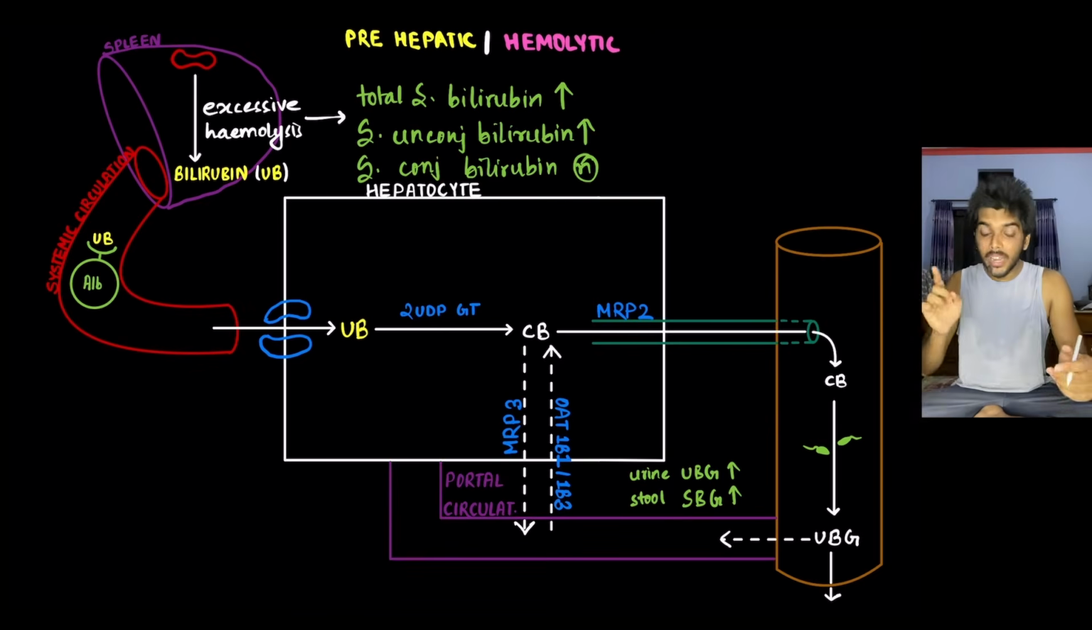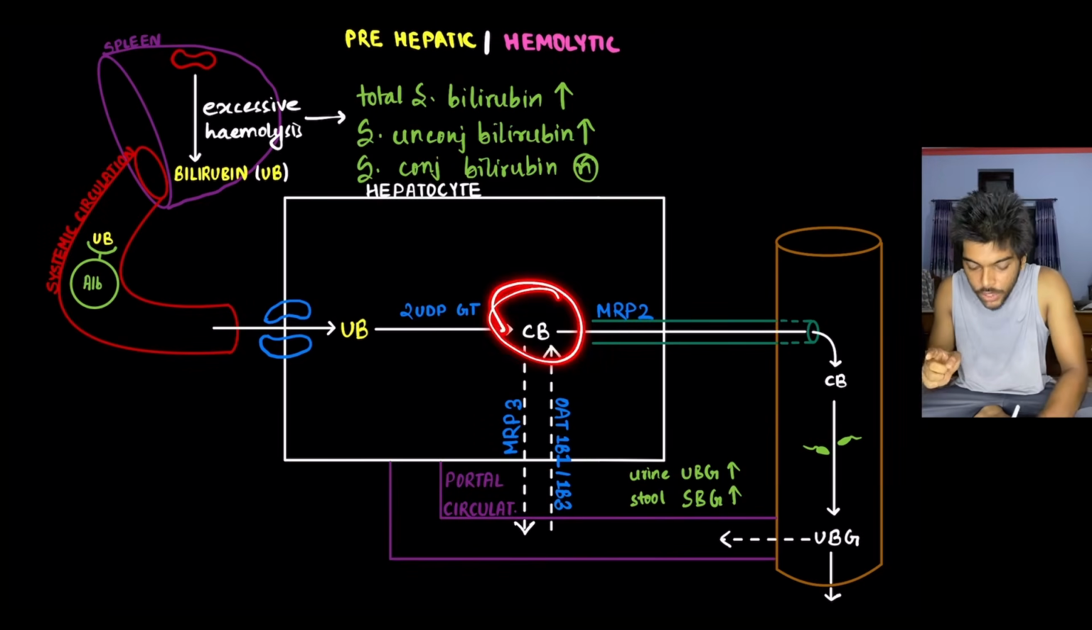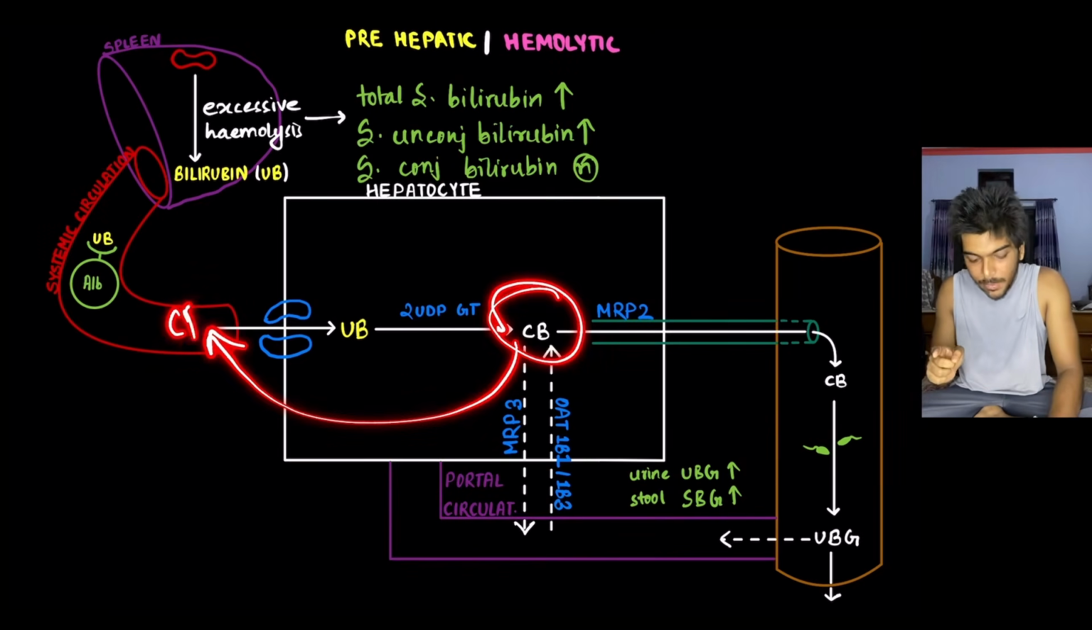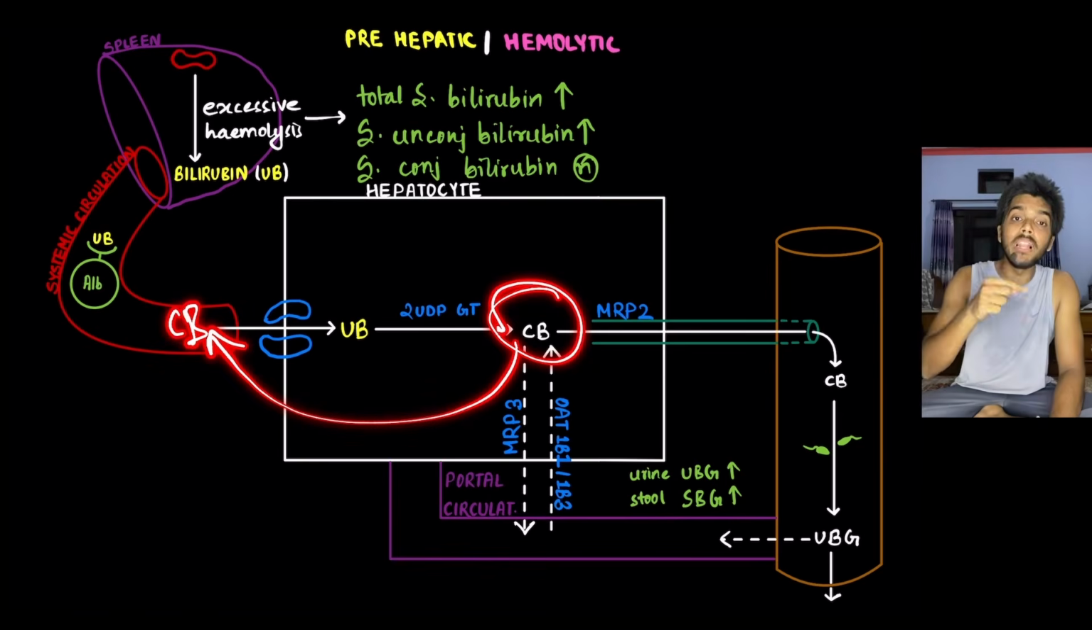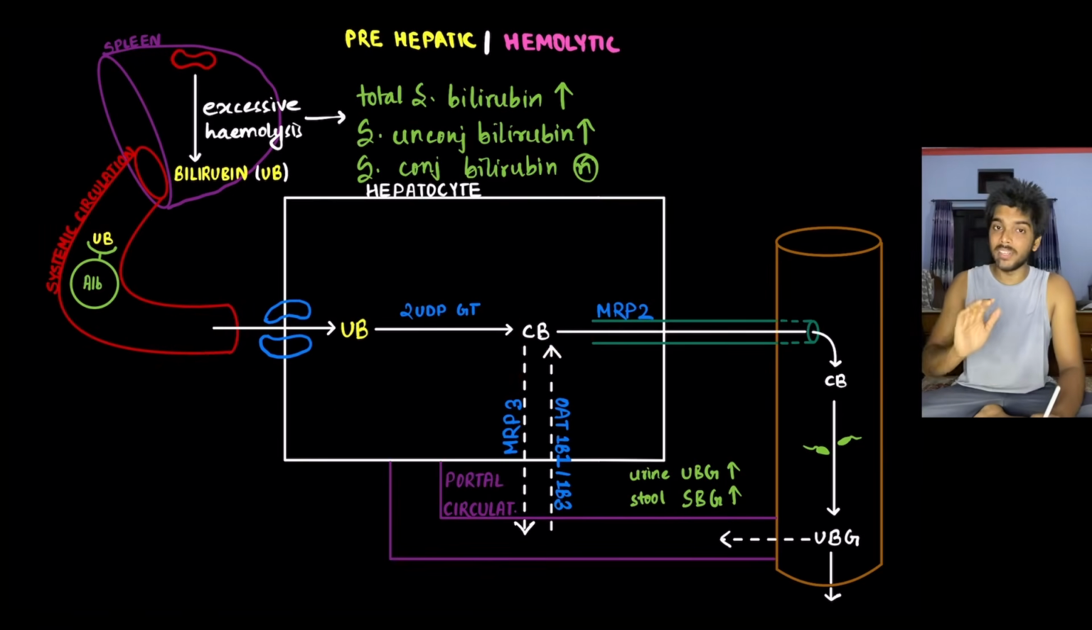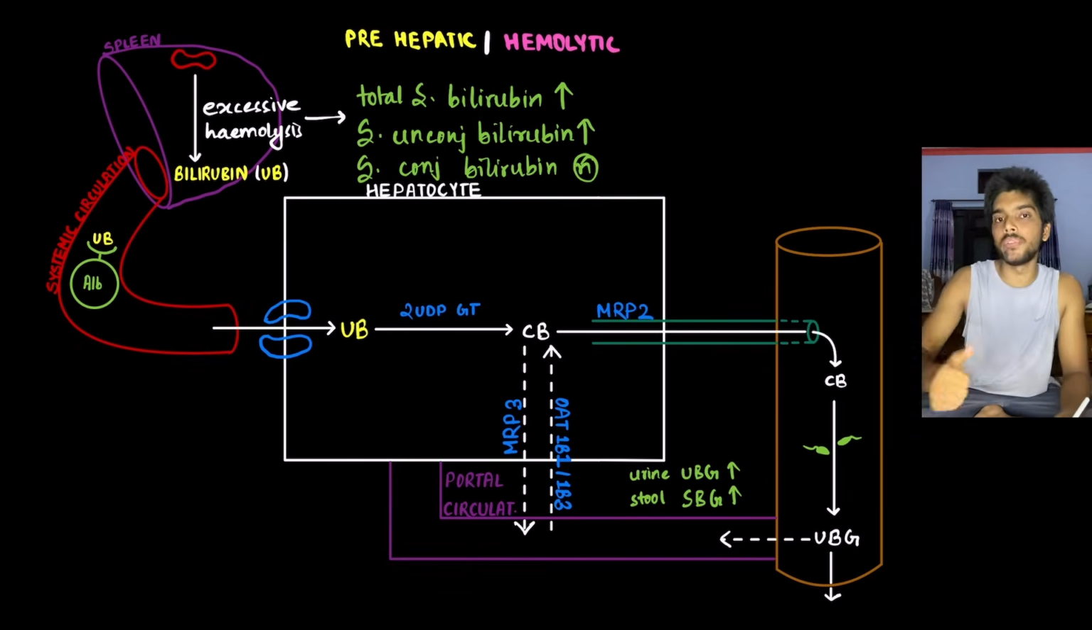Got it? So it is conjugated bilirubin. If it is present in blood, it is visible in urine as well, because it is the excretable form. So it is present in urine as well.